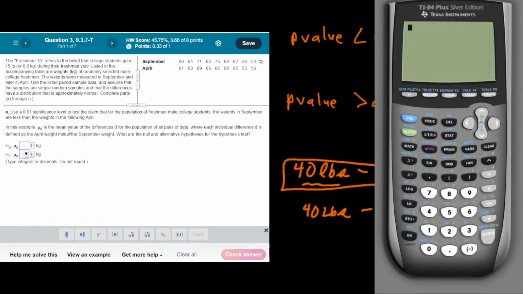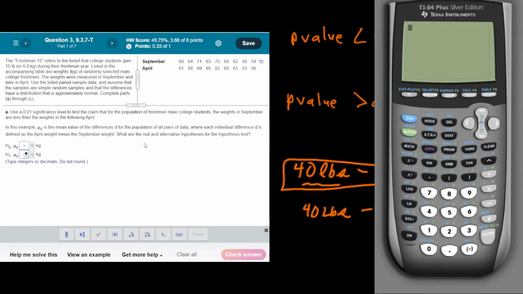It says, in this particular example, mu sub d is the mean value of the differences d for the populations of all pairs of data, where each individual difference d is defined as April weight minus the September weight. What are the null and alternative hypotheses for the hypothesis test? So this is April minus September. This is the future minus the past, right? Because in a school year, school starts back again in August, or early September. So September will be considered the past, the beginning, and then April is what comes after. It's the months following.